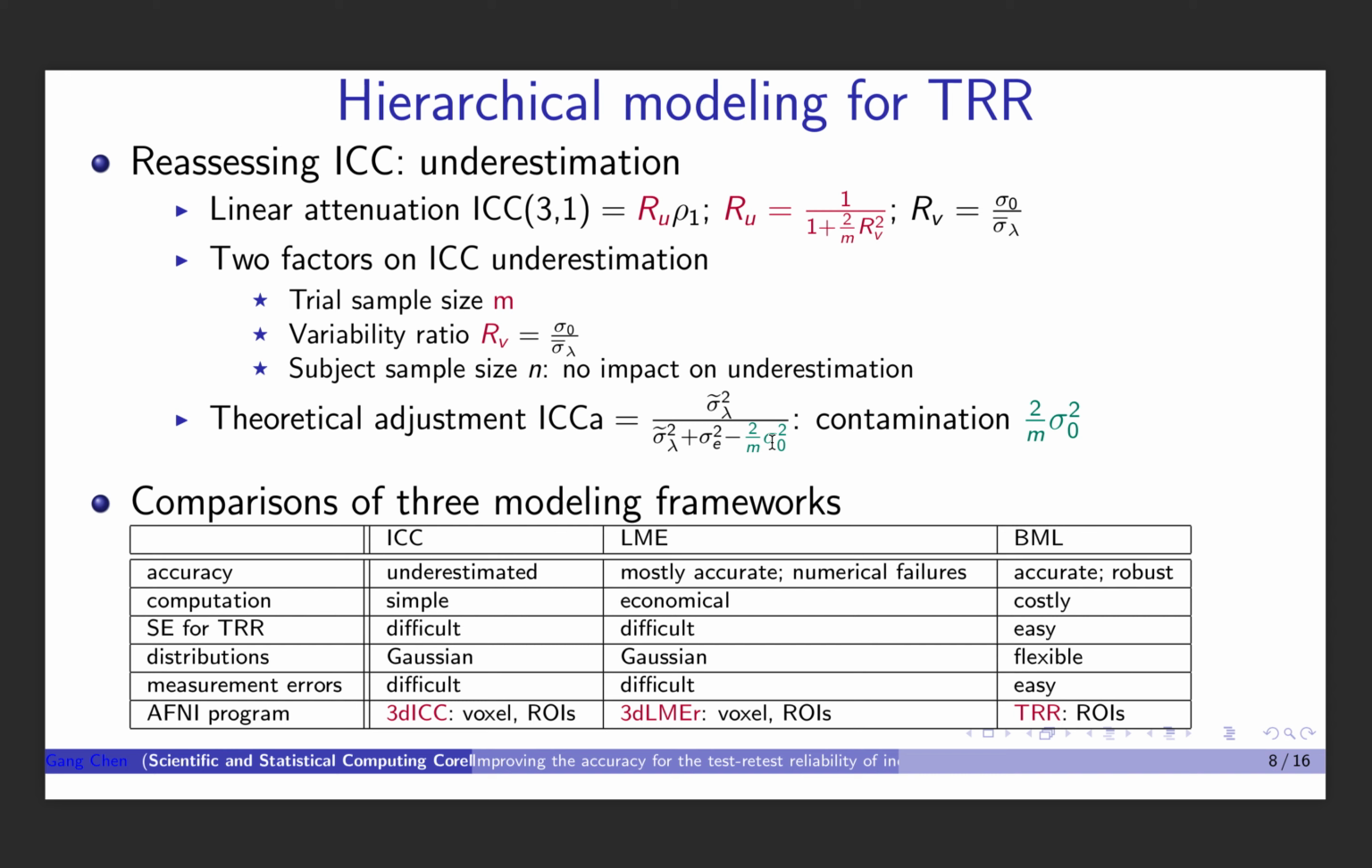Computationally, the traditional approach is very simple. You just calculate the correlation, or you use the variance ratio. So it's pretty straightforward and simple. But another problem is that it's difficult to get the uncertainty about the ICC.